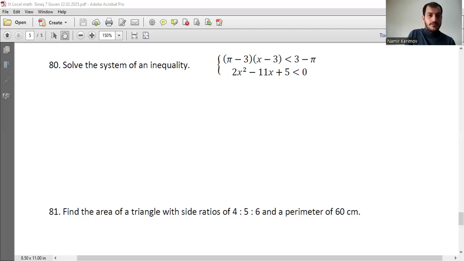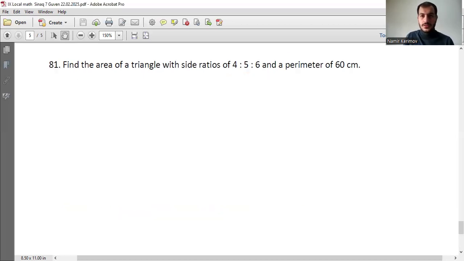In 81, find the area of triangle with the side ratio 4, 5, 6 and the perimeter 60. Let's say 4x plus 5x plus 6x equals to 60. So 15x equals 60, x is 4. And the sides are 4 times 4, 16. The other side is 4 times 5, 20. The other side, 4 times 6, 24. Here we know that the 3 sides.